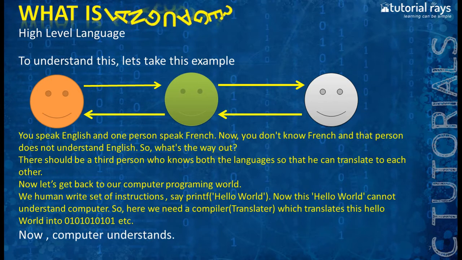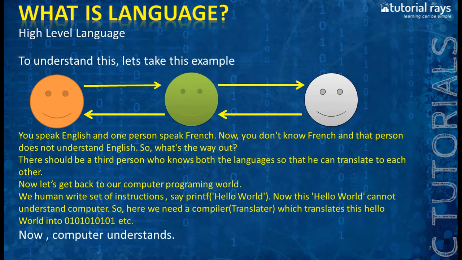To understand this, let's take an example. Suppose you speak in English and one person speaks in French. Now you don't know French and that person doesn't understand English. So what's the way out to understand each other's language? There should be a third person who knows both the languages so that he can translate for each other.